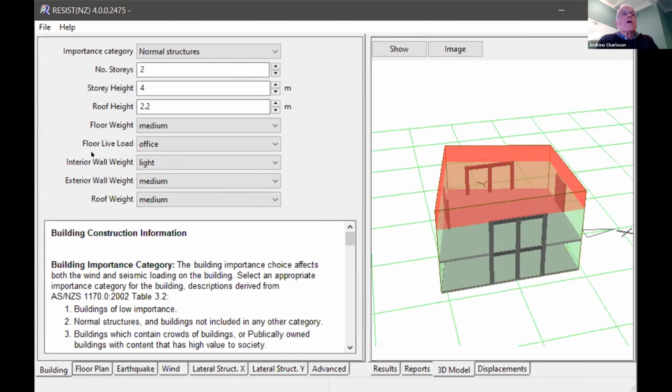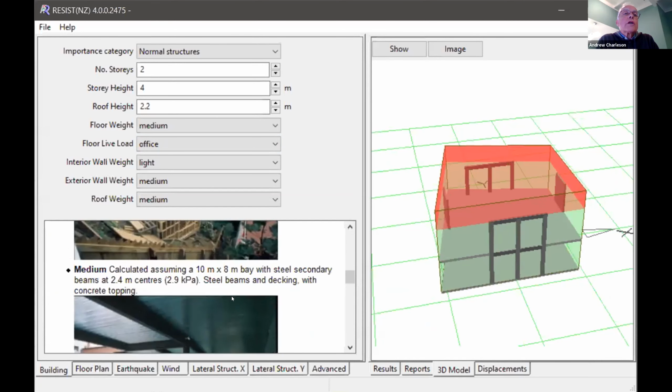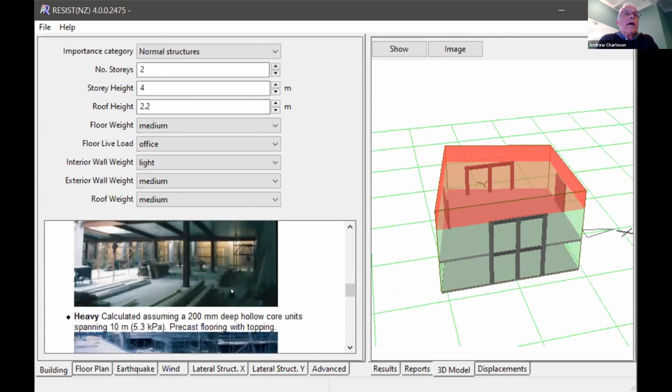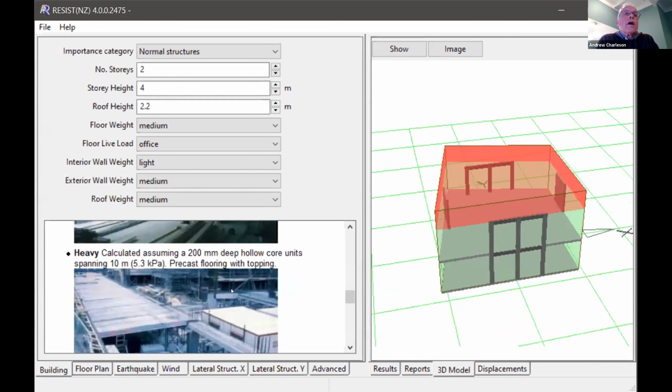Excuse me, I just want to ask about the floor weight. Does this mean you are using steel structure in your building? No, I'm using concrete slab, I believe. Okay, well that should be heavy then. It must be heavy. Okay, thank you for the correction.